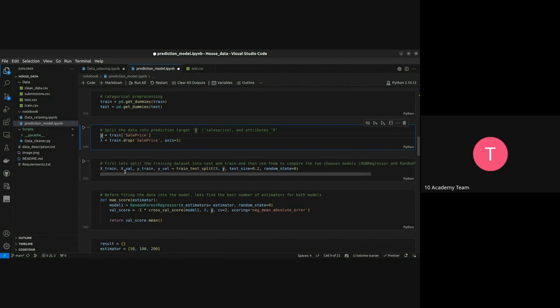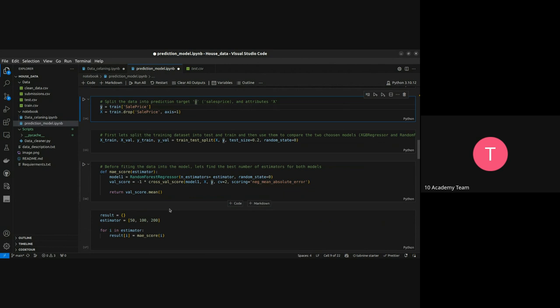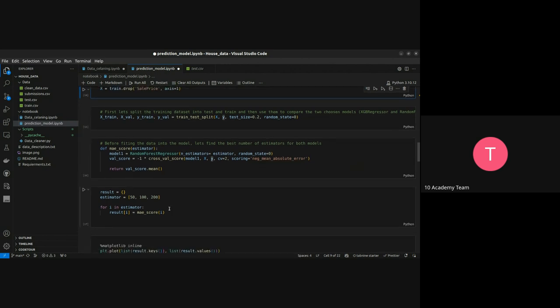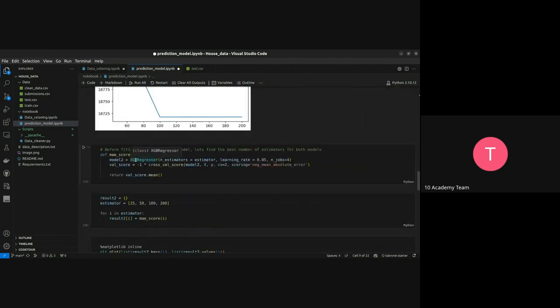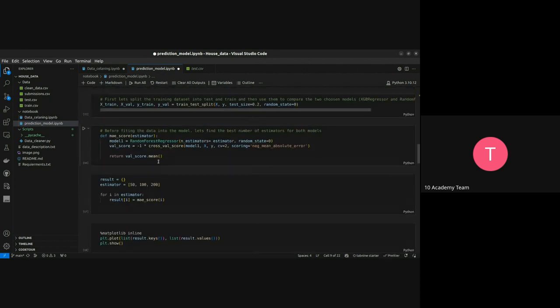As I have mentioned when I was discussing MLOps, you need to split your data into train and test or validation data sets, just to be used for validation. So here I tried to compare random forest regressor and, here you can see, XGB regressor. These are well-known models. I just wanted to see how the accuracy might vary.